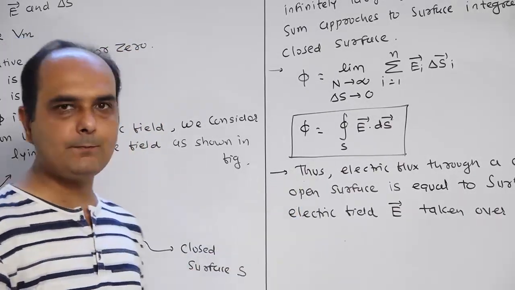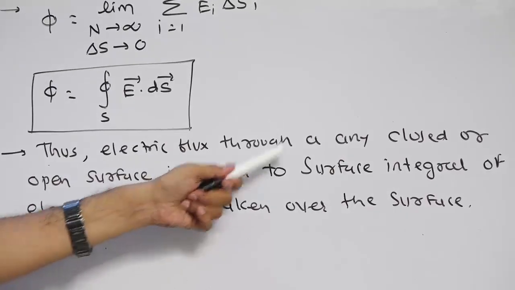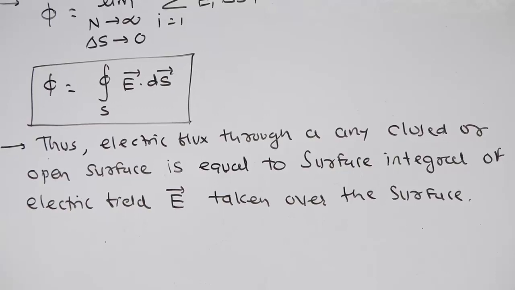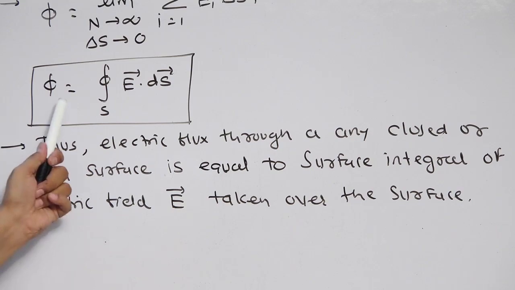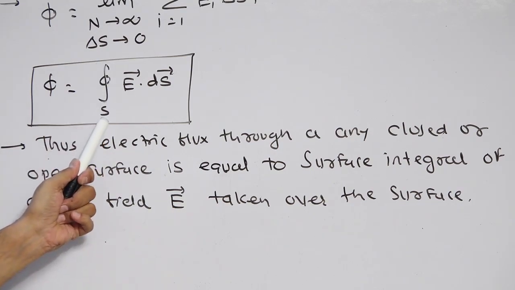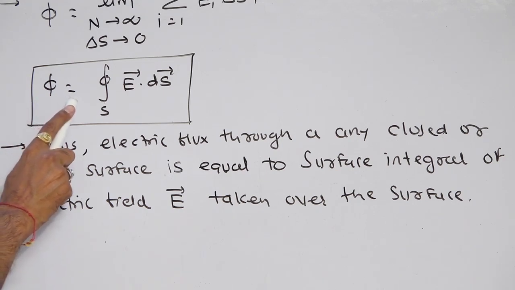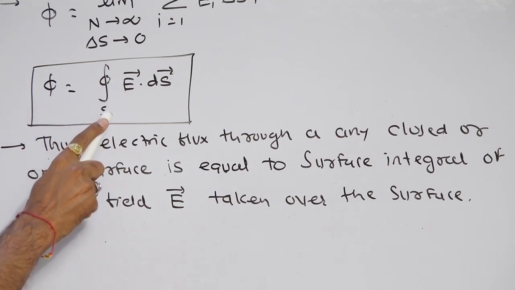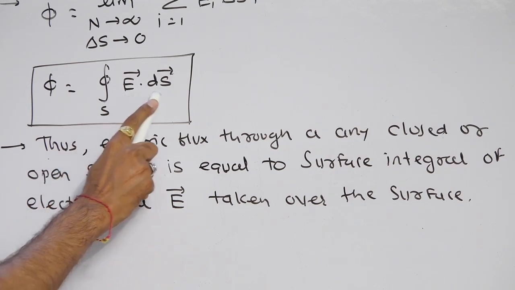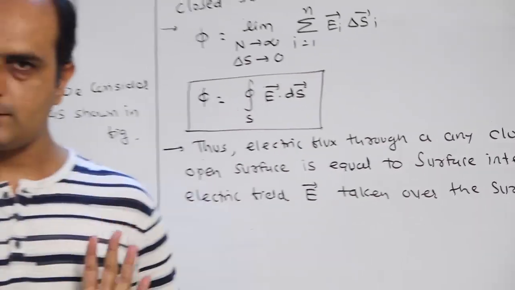Okay. So the last statement about this can be given like this. Thus the electric flux through any closed surface or open surface is equal to the surface integral of the electric field E taken over the surface. The total electric flux is equal to the surface integral of electric field taken over the closed surface. So this is our statement of the flux.